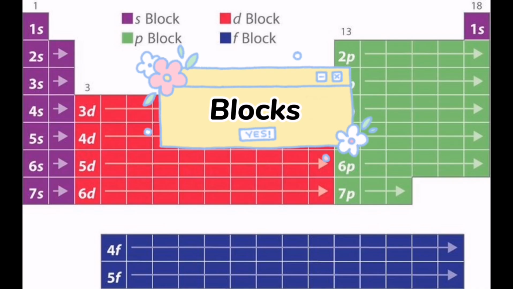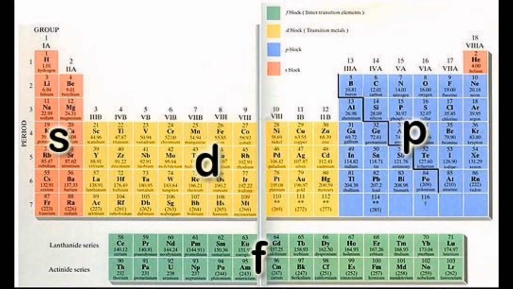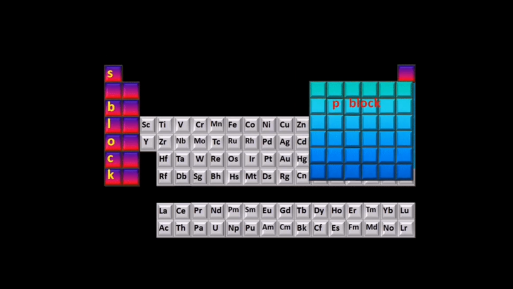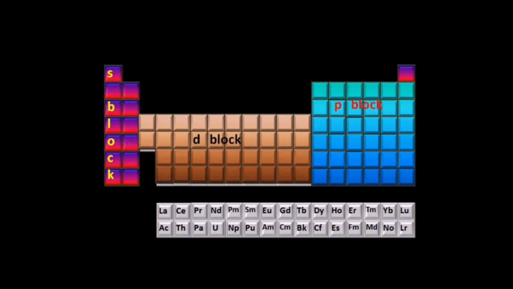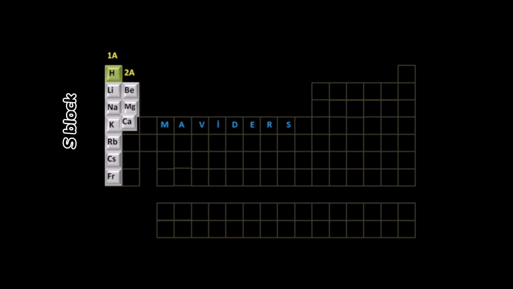Blocks of the periodic table. The periodic table can be divided into 4 blocks: S, P, D, and F, based on electronic configurations, denoting which sublevel is in the process of being filled. S block elements. The elements in the S block of the periodic table have the last electron filled in the valence S subshell of the outermost energy shell. Group 1 and 2 elements are S block elements.